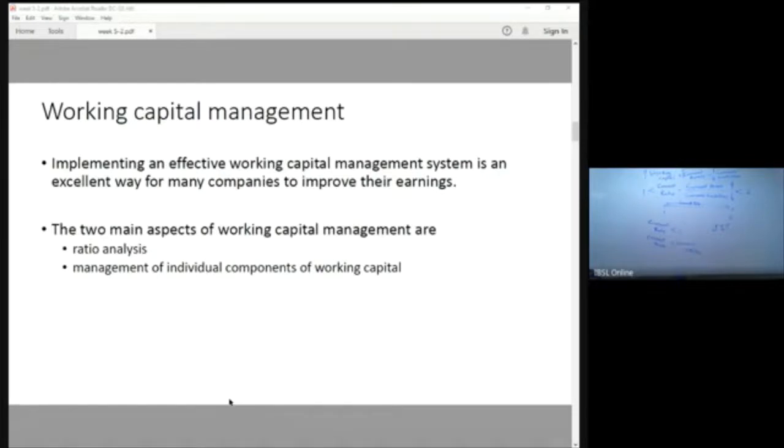Implementing an effective working capital management system is an excellent way for many companies to improve their earnings. Okay, so that's why Toyota is practicing this to the maximum. Effective working capital management is an excellent way to improve earnings. Earnings means bottom line, the profits. So if you can reduce the cost of working capital, because every asset has a cost, if you can reduce the cost of that asset, in this case the working capital cost, it will boost your working capital.